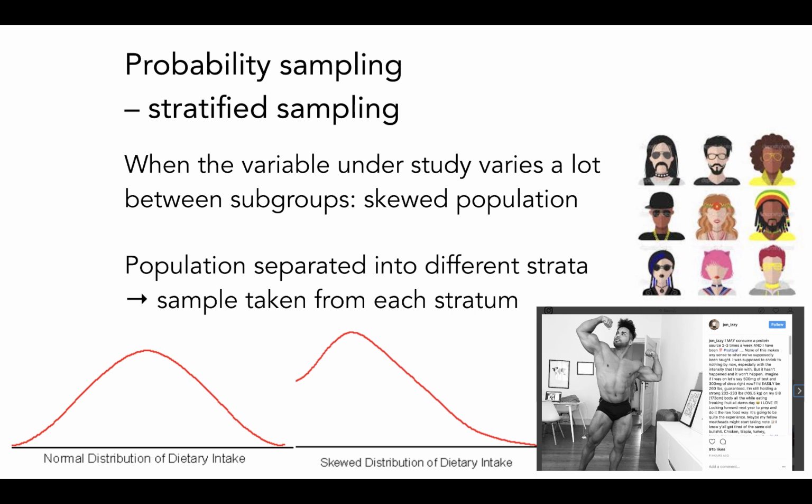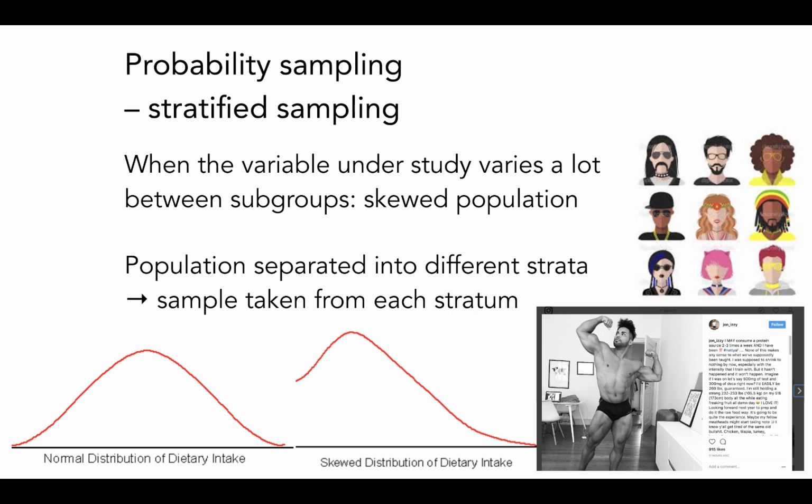Now, the difference is that with all the previous methods that we discussed, so simple random sampling, systematic sampling, and cluster sampling, you assume normal distribution of certain characteristics in your population. With stratified sampling, that's not the case. You can work with unique subgroups that have characteristics that are not normally distributed in the population. So basically, with stratified sampling, you can work with skewed populations.